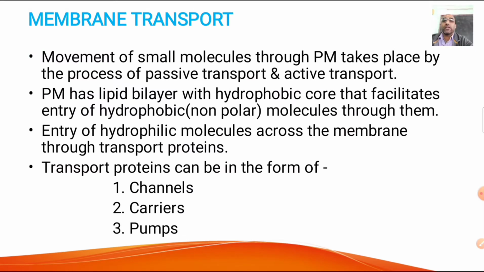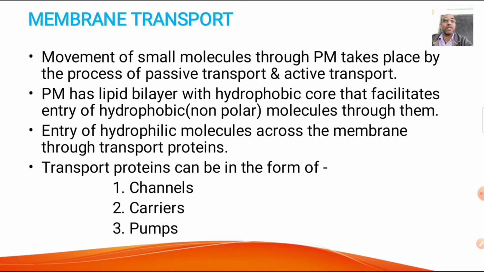You know that the movement of smaller molecules through the plasma membrane takes place by passive and active transport. Passive transport and active transport. These are the two processes through which the smaller molecules move across the plasma membrane.